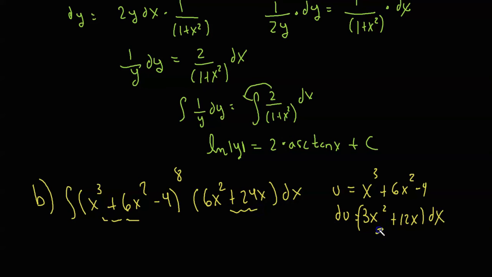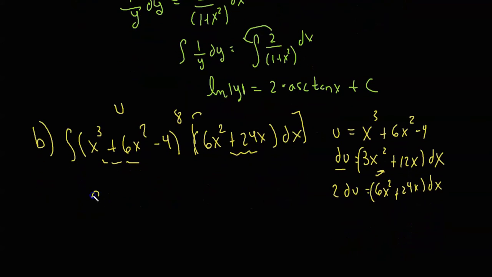And if you notice, this here is just twice this, right? So if I can try to replace all this by du, I would be able to take the integral, because this is now called u, right? We established that that was u. So let's say I multiply both sides by 2, I would get 6x squared plus 24x dx. So now I can actually rewrite this whole integral as the integral of u to the power of 8 times 2 du.